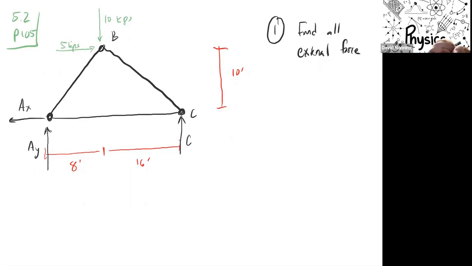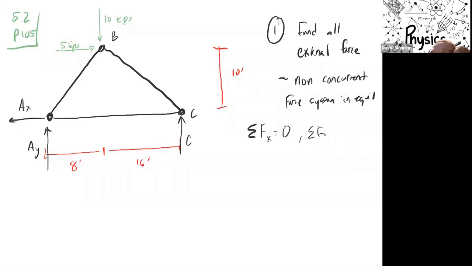So for all of these trusses, the first thing you're going to do is find all your external forces, and it's going to be a non-concurrent force system in equilibrium. And you architects know these trusses have to be in equilibrium, right? You don't want your truss moving. So we're going to have our 3 equations. The first thing you want to do is use your 3 equations and set them equal to 0, just like we did last chapter. So we're going to go ahead and find these 3 forces.